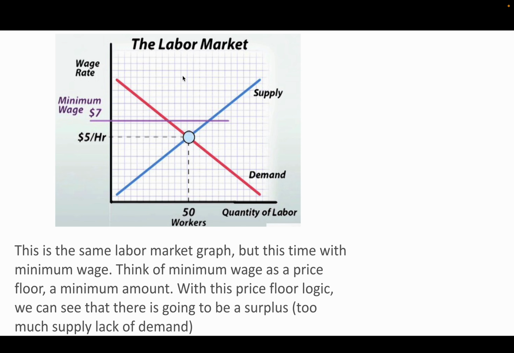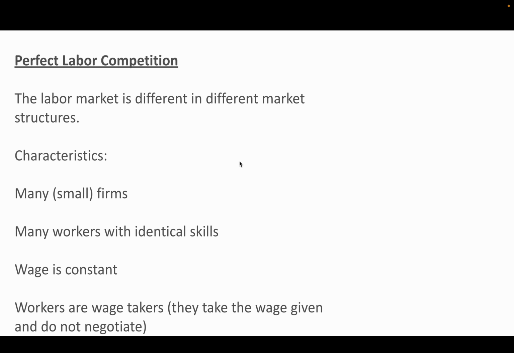But remember, this is just the entire market. This is the entire nation or an entire world, the labor supply and labor demand. But we have specific market structures we have to cover. First is perfect labor competition, which is very similar to the perfect competition we covered back when we were talking about firm structure. Perfect labor competition is saying there's a lot of different firms. Typically, they're very small and they demand and supply workers.